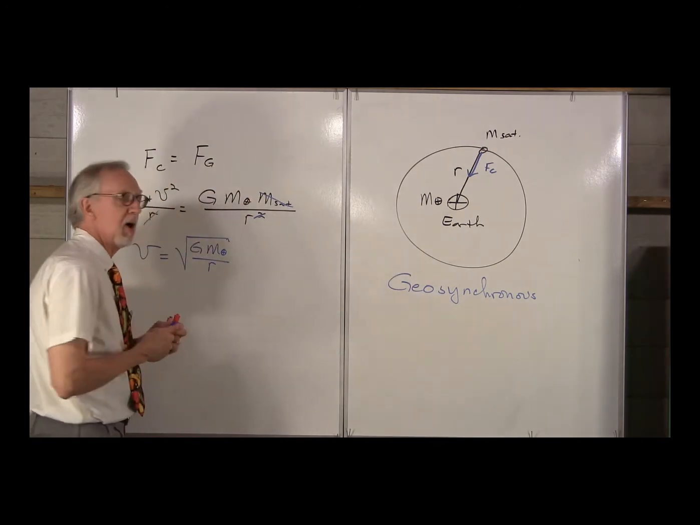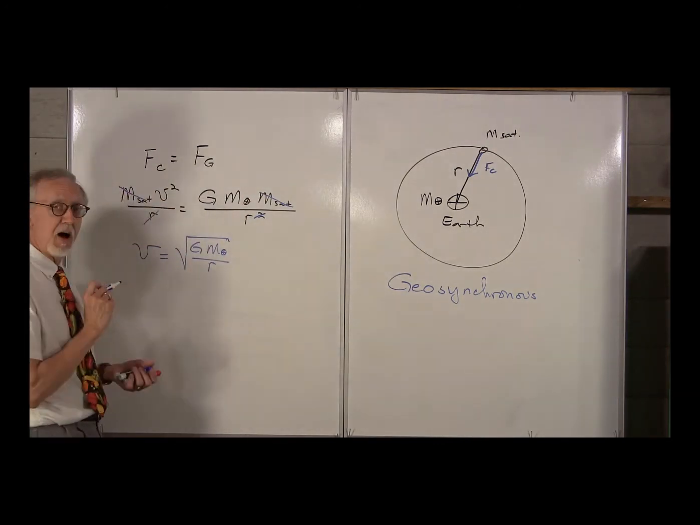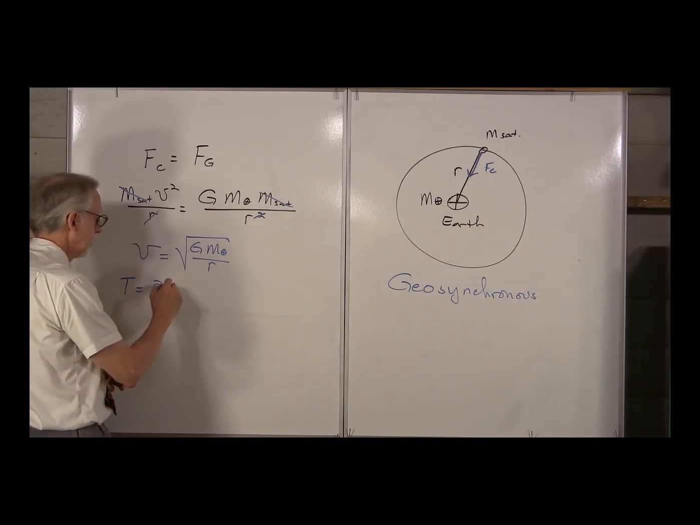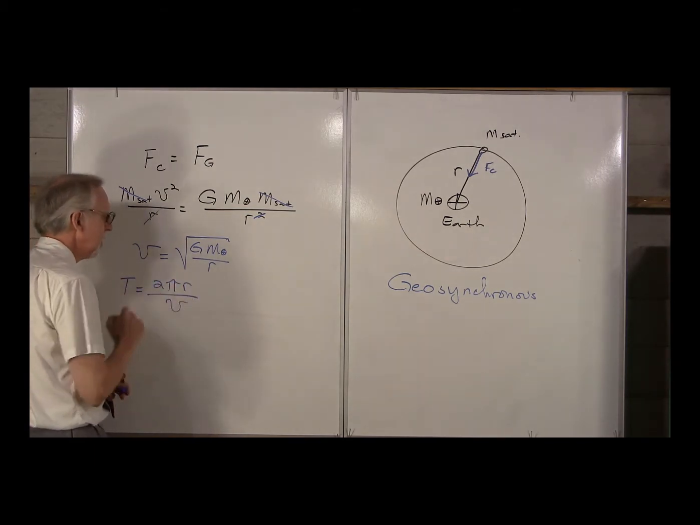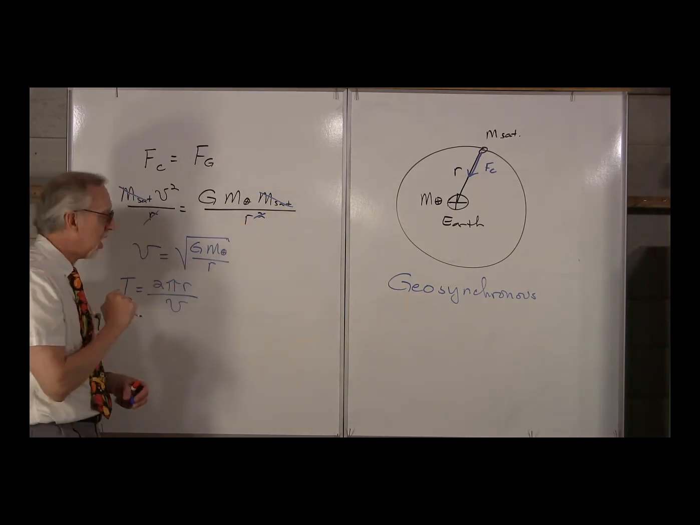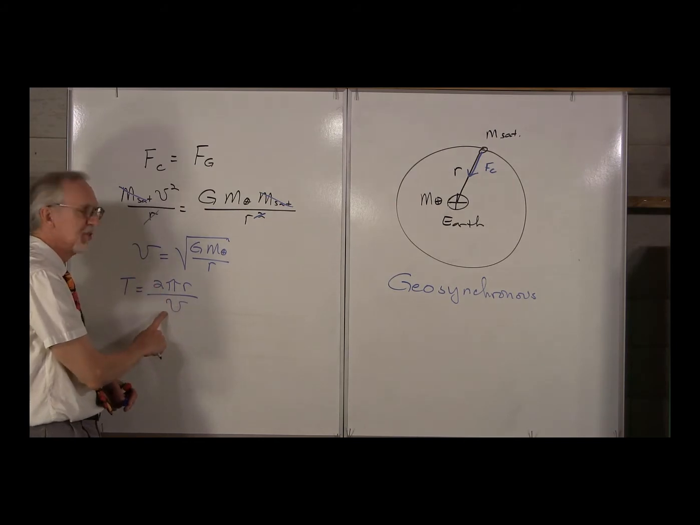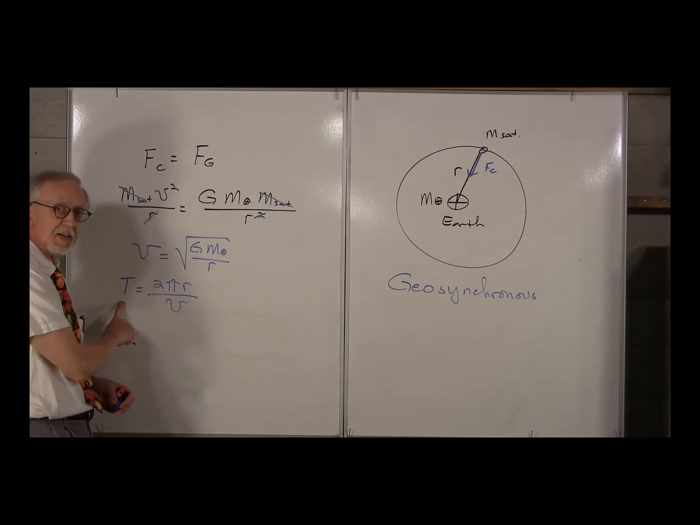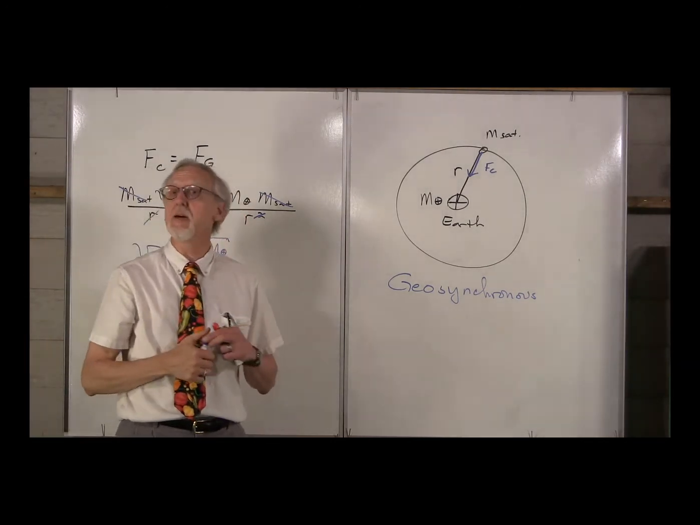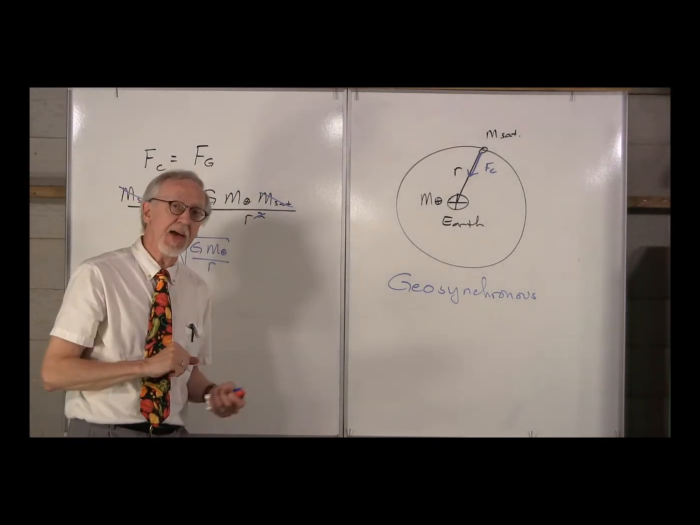Let's remember the period of an object undergoing uniform circular motion is 2 pi r over v. Well, if we know r, we know v, we can put that in there, and we can set T equal to the period that we want to have our orbit to be, 24 hours. So let's do that and see what we get.